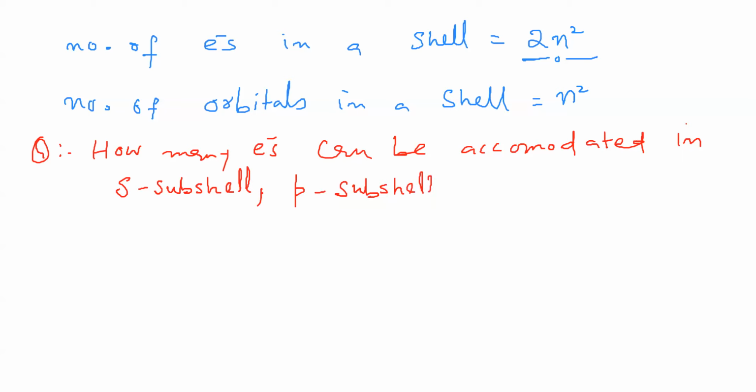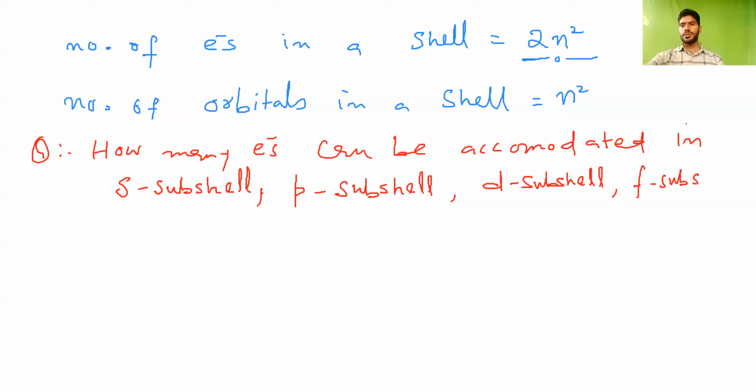6. Exactly 6. And in case of the d subshell, it will be 10, right? And in case of the f subshell, it will be 14. So I hope you have got it.